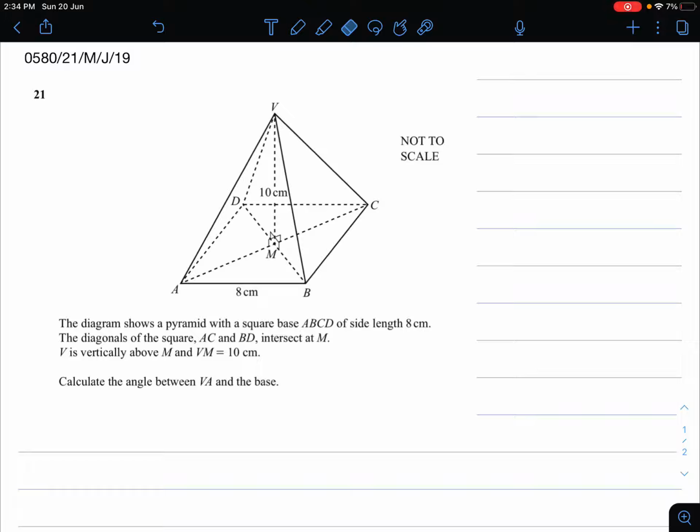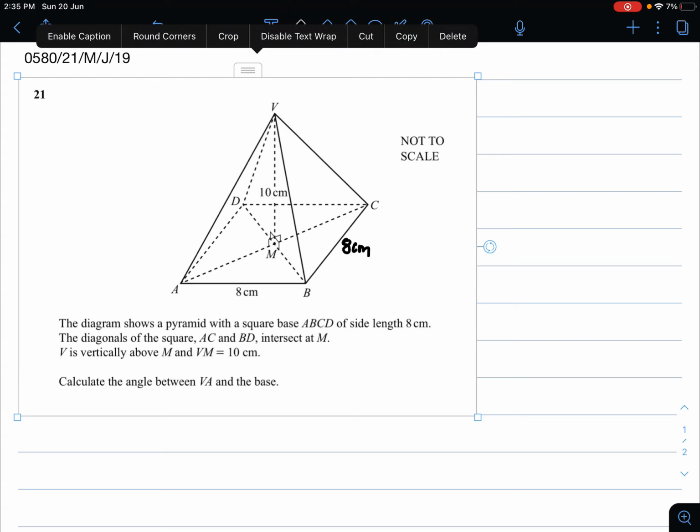The diagram shows a pyramid with a square base ABCD of side length 8 centimeters. The diagonals of the square, AC and BD, intersect each other at M. Since this is a square base, we can say that AB and BC are 8 centimeters. Now, V is vertically above M and VM is equal to 10 centimeters, as they've given us right here.